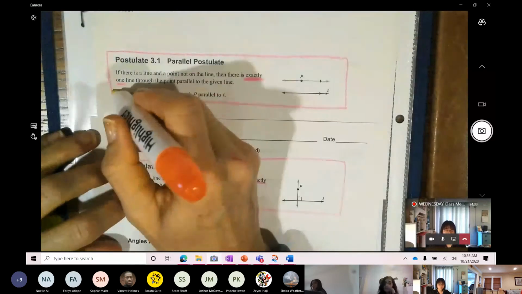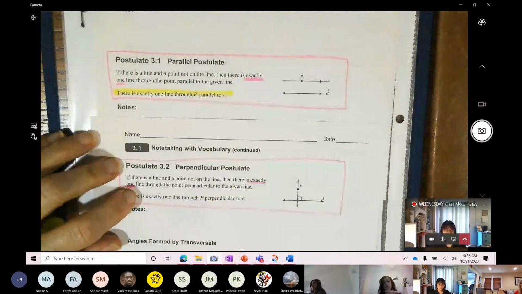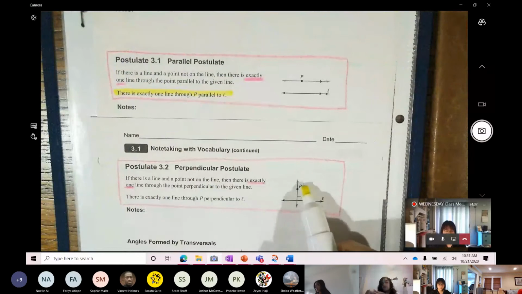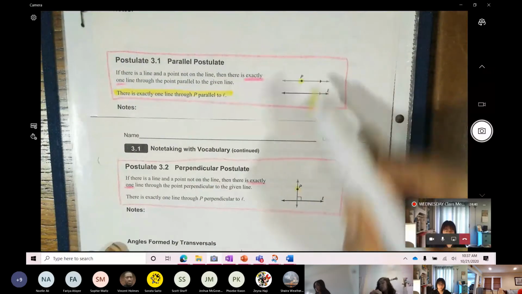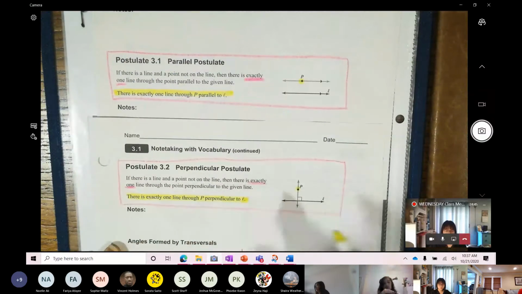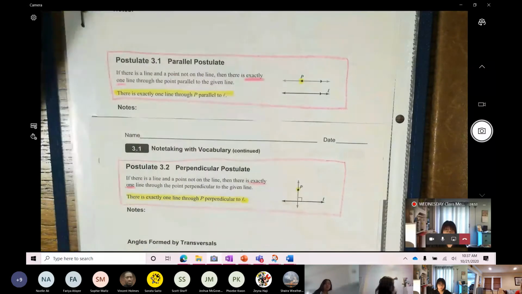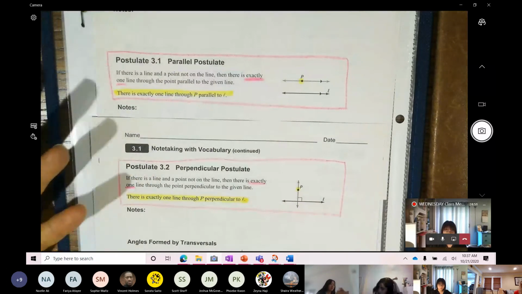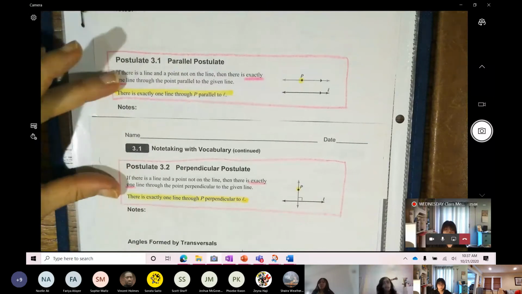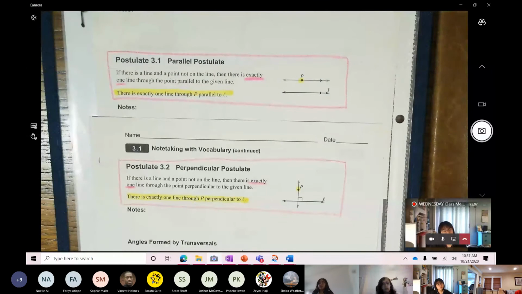The perpendicular postulate says almost exactly the same thing. If you get a line and a point not on the line, so say here, then there's only one line that will exactly go through P perpendicular to L. And if you just stop and think about it a second, it's kind of obvious. Yeah, there's one line and exactly one line. You can't have more, because a point is infinitesimally small and there's only one that goes through it. So these are your postulates that we're going to use throughout the chapter.